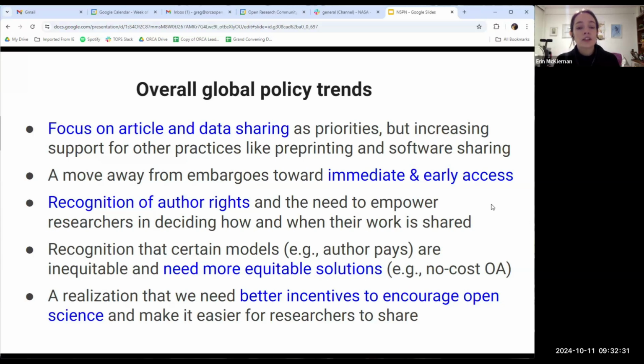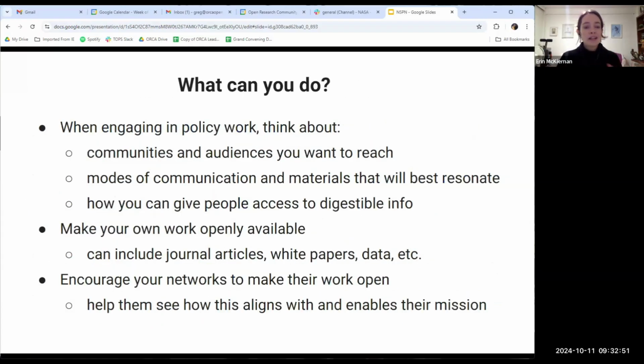And then finally, a realization that with all of this, if we're going to make open science happen, we really do need better incentives that encourage researchers to share. So not just mandates, not just the sticks, for example, but also the carrots that say this is something we value as an institution, as a funder, et cetera, and it's something we'd like researchers to do. So I think with that, we can kind of close on two pieces. What can you do? And then how can we help?